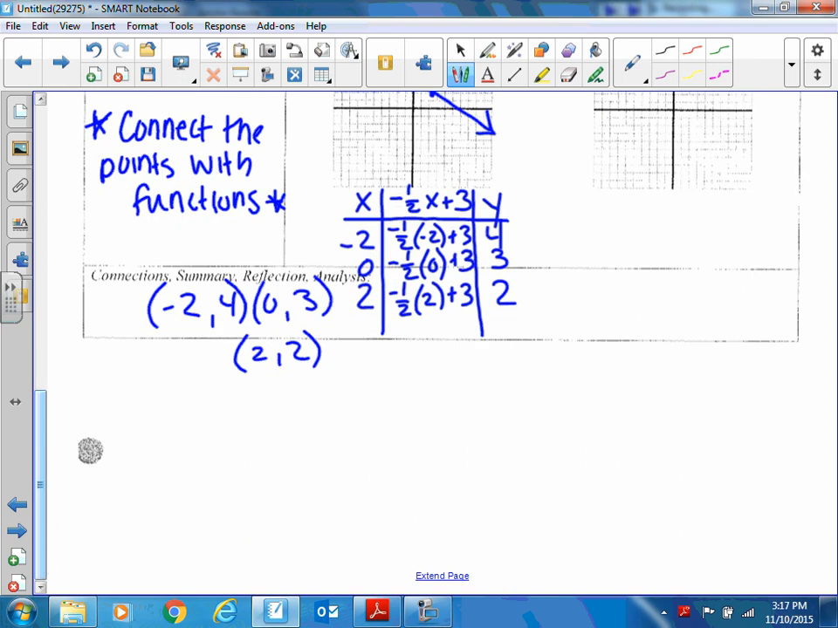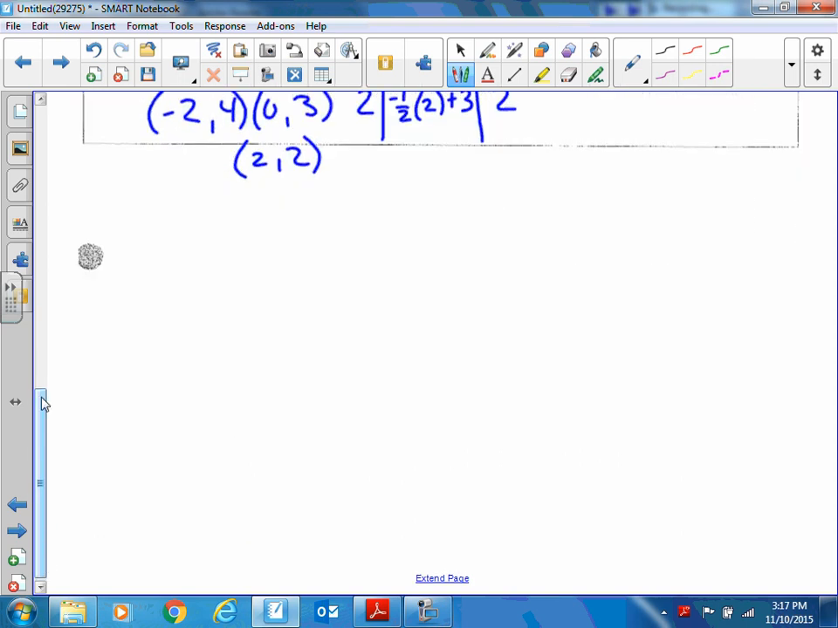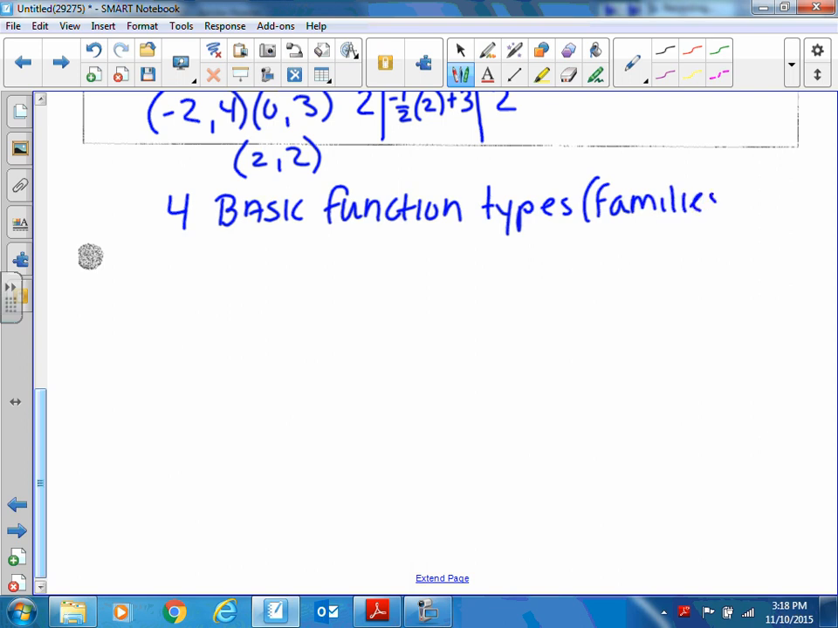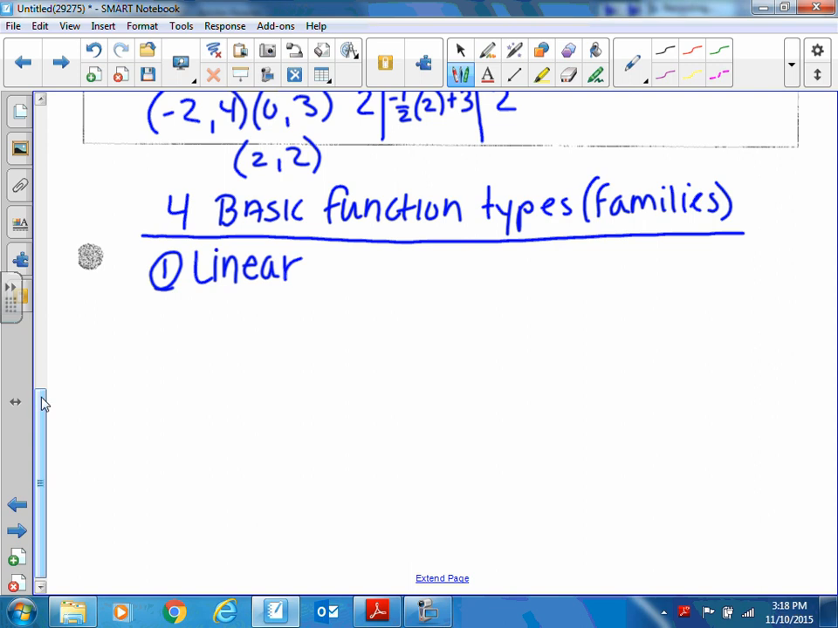Kind of in the white space on the bottom, I want to make a couple notes because there are 4 basic function types. Sometimes you will hear them called function families. The one that we're going to be dealing with a lot right now is going to be linear. And this should tell you right in the name, it says line. This is a straight line. So any function that's linear, when graphed, is a straight line. The next one is going to be parabolic.